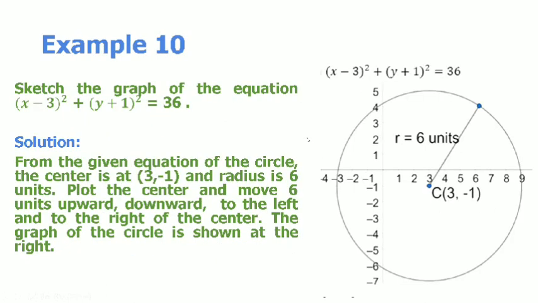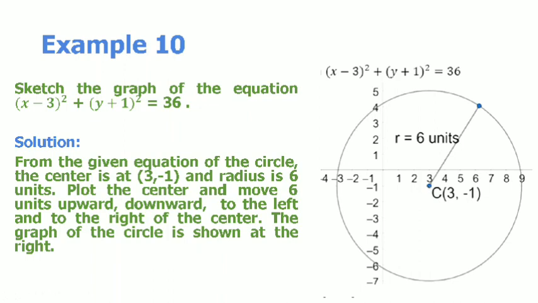Okay. 10th example. Sketch the graph of the equation: the quantity x minus 3 squared plus the quantity y plus 1 squared equals 36. So in here we can determine the center of the circle, which is at 3, negative 1. So we will locate the center at 3, negative 1. So it is here. Since this is the point of origin, we have 3 units to the right and then 1 unit downward. So that is the center at 3, negative 1.